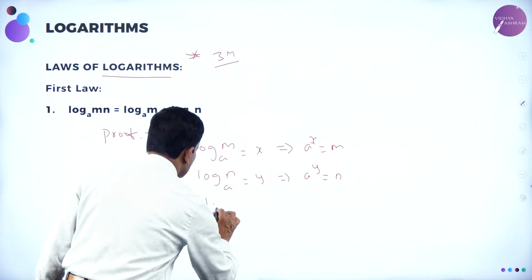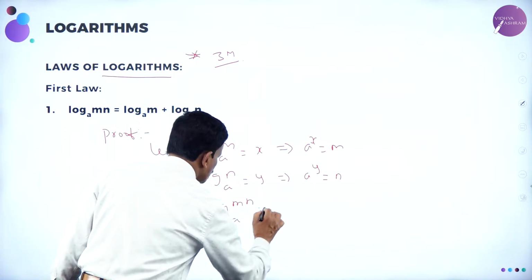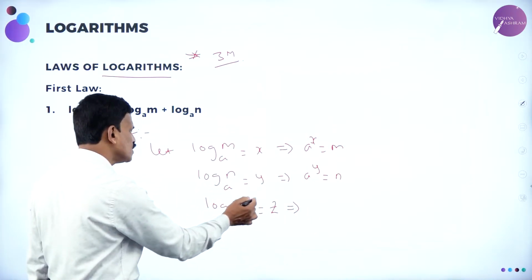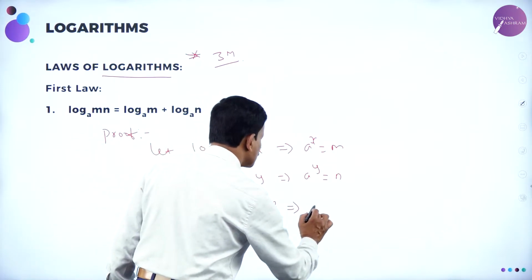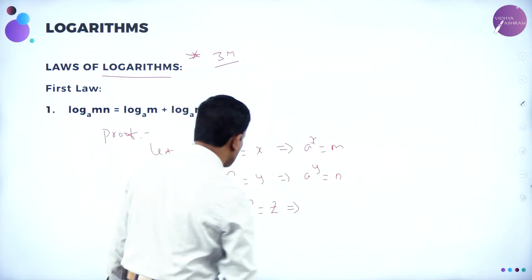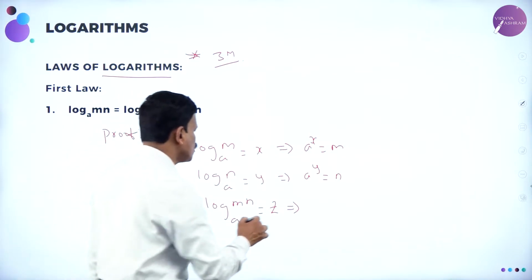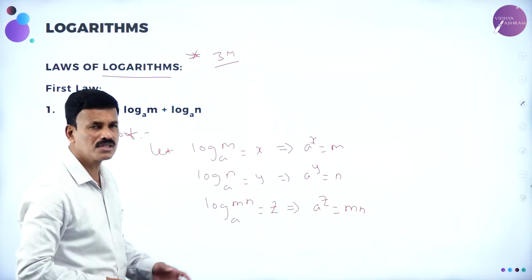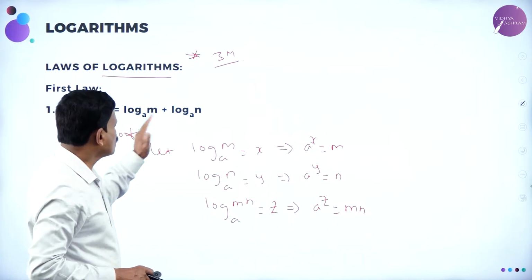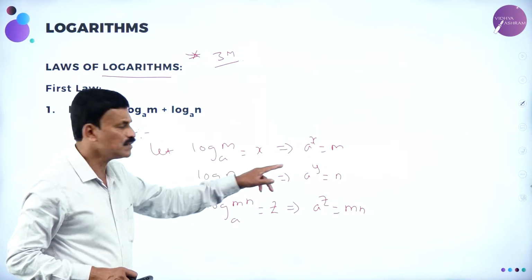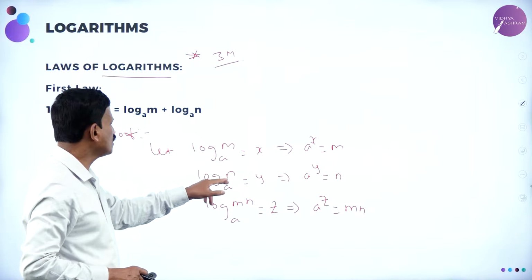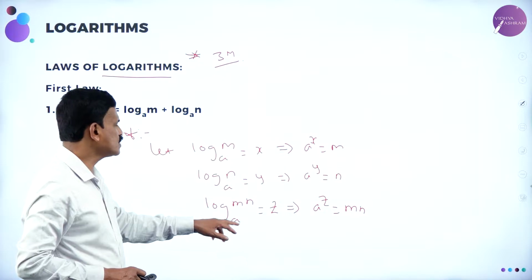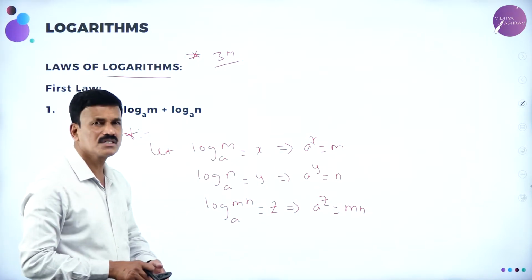Similarly, consider logarithm of mn to base a is equal to z. This implies mn can also be written as a to the power of z. A to the power of z is equal to mn. This is a very important concept. See here, let us assume log m to base a is equal to x, which implies a power x is equal to m. Similarly, log n to base a is equal to y, a power y is equal to n, and logarithm of mn to base a is equal to z, which implies a to the power of z is equal to mn.